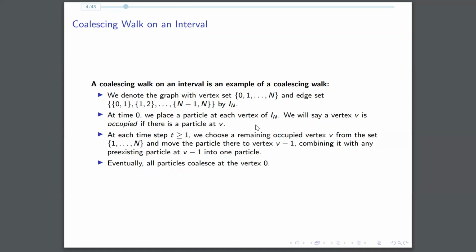At time 0, we place a particle at each vertex of I_n, and we'll say that a vertex v is occupied if there's a particle at v. Then at each time step t greater than or equal to 1, we'll choose an occupied vertex v from the set 1 through n. Note that we'll never choose the vertex 0. We move the particle at the vertex v to the vertex v minus 1, combining it with any pre-existing particle at v minus 1 into a single particle. Note that eventually all particles will coalesce into a single particle at vertex 0.